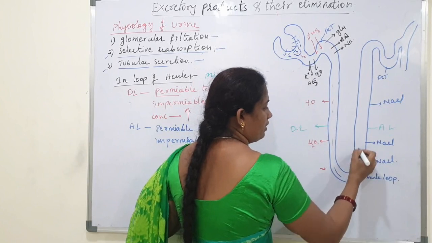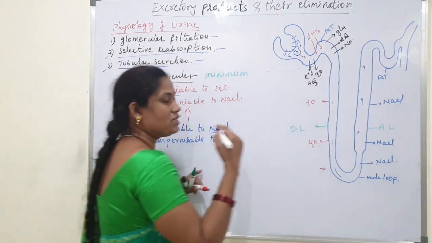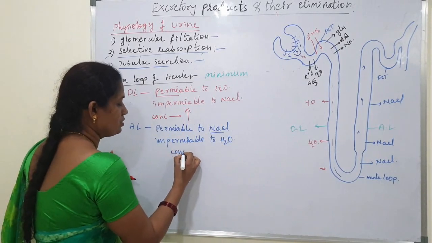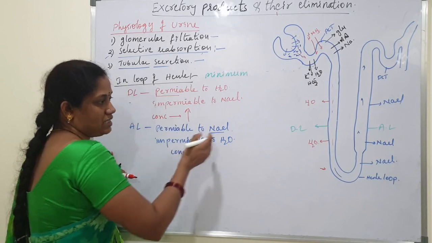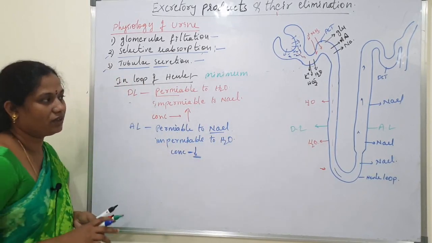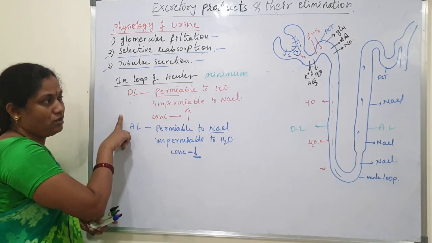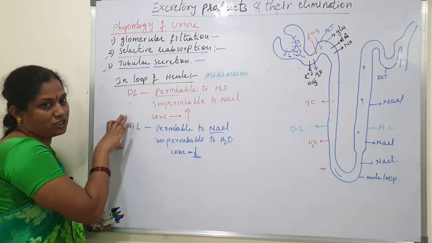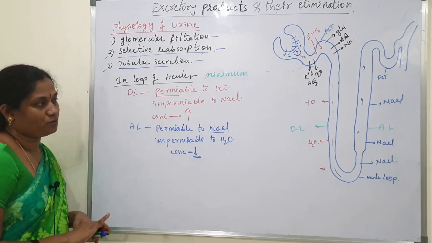So whenever the filtrate moves in the upward direction, the concentration decreases. Here the concentration is increased, and here it is decreased. So this is reabsorption in the loop of Henle, where minimum reabsorption takes place, and only water and sodium chloride are reabsorbed.